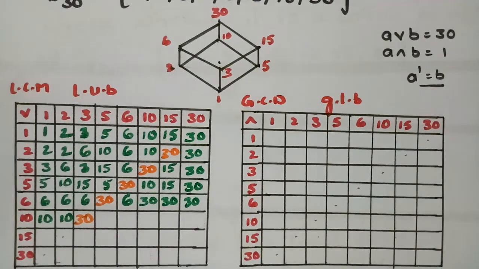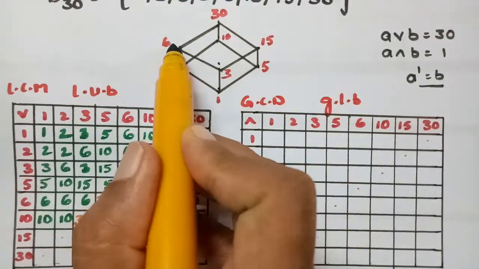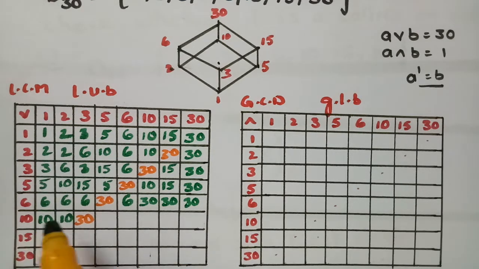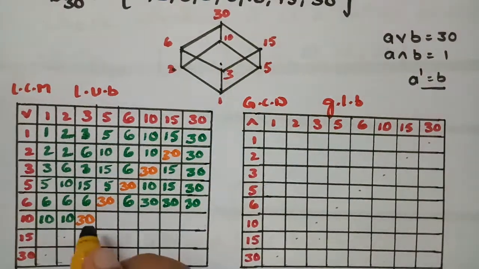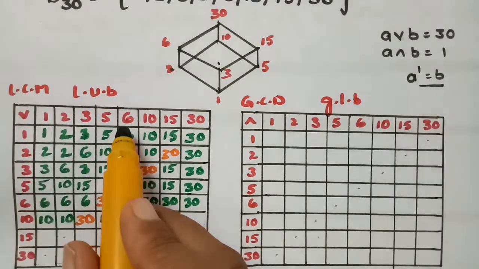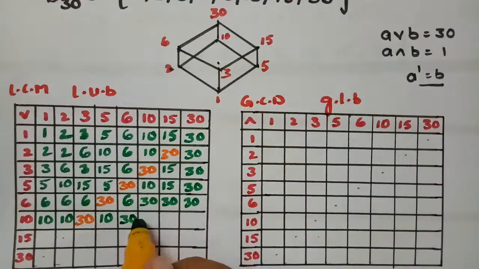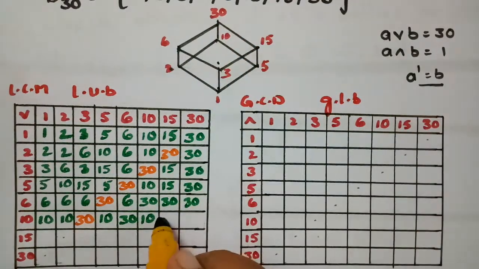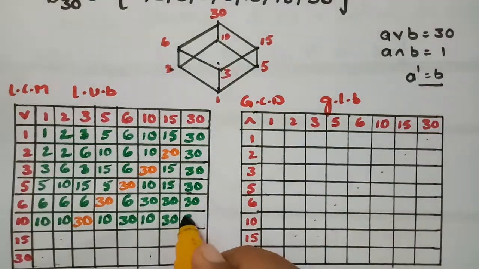See here, this value is 30 among 10 and 6. The upper bound here is 30. Among 10 and 5, 10 is the upper bound. Among 10 and 6, this is nothing but 30. Among 10 and 10, 10 is an upper bound. For 10 and 15, the upper bound here is 30. And among 10 and 30, 30 is an upper bound.